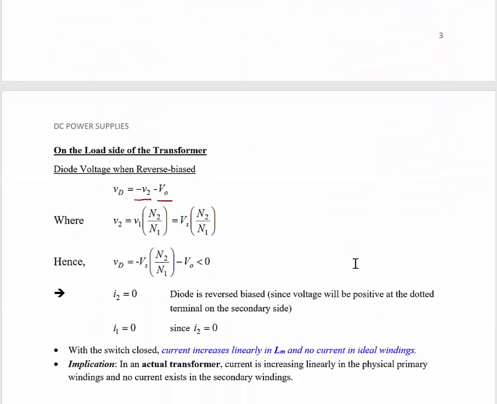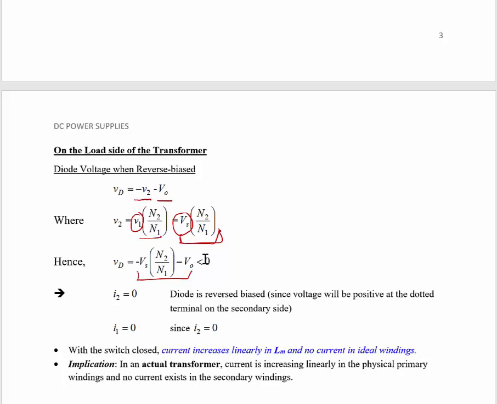So over here, the voltage across the secondary winding of the transformer is giving us what? V1 N2 over N1. What is V1? V1 is the same as the input voltage, which is the voltage across the magnetizing inductance. So if we substitute V2, which is equal to that, we have negative V2, so the negative of this expression minus VO is giving us that.